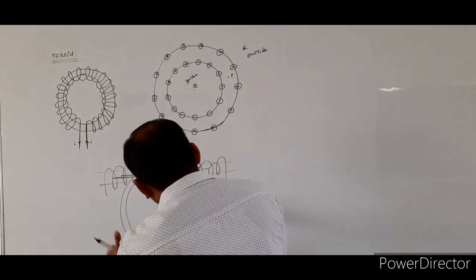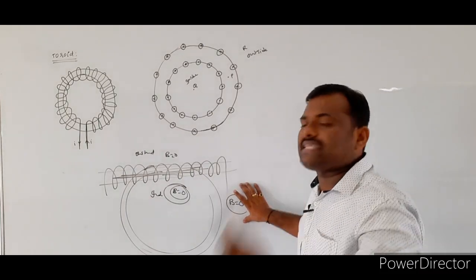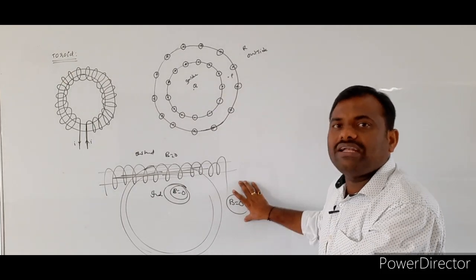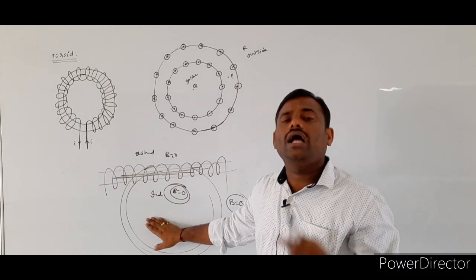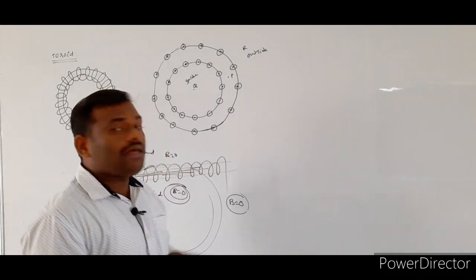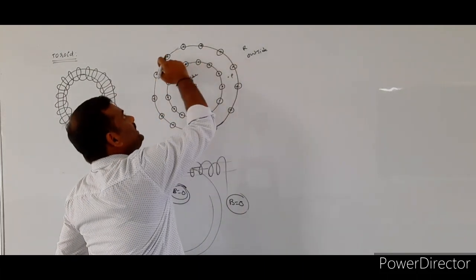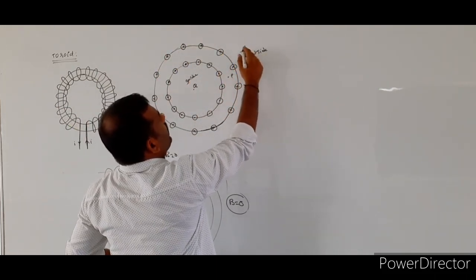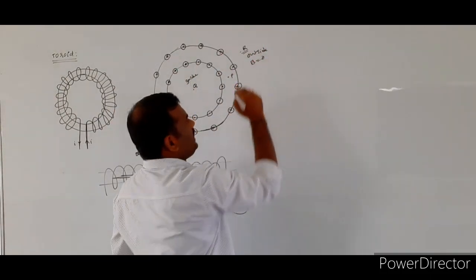If this solenoid is bent in the form of a circle, we call it a toroid. Outside the toroid, the magnetic field intensity is 0, as well as inside the toroid also, the magnetic field intensity is equal to 0. Where will the magnetic field be present? In this region only the magnetic field will be present. If you consider one point R which is outside of the toroid, there the magnetic field intensity is equal to 0.